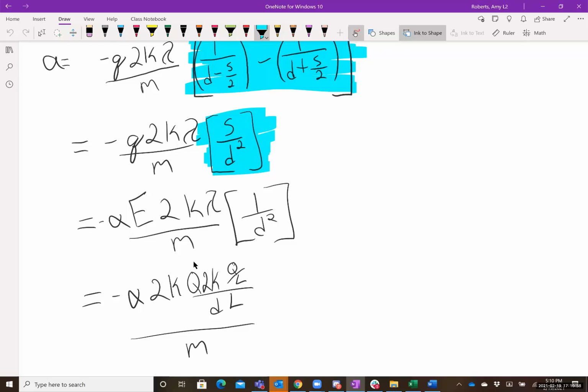Okay, so let's group terms and simplify the fractions. Okay, so we have 4K. Is that right, or did I add an extra 2 in there? Nope, you got both the 2s. Okay. Q squared over D, L squared.